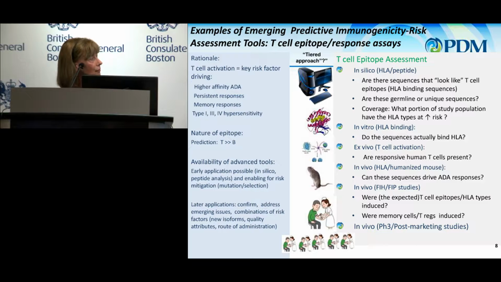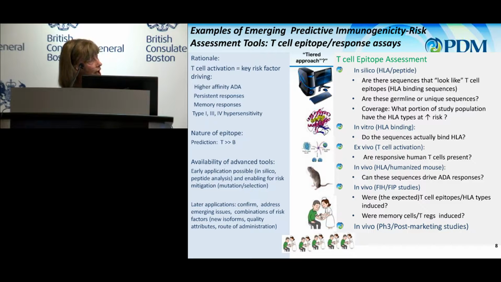The nature of the epitope is much more predictive for T cells than B cells. We do have advanced tools available, and if we choose to do so, although this is pretty cost prohibitive, we could use the later application to actually try to get some clinical validation.